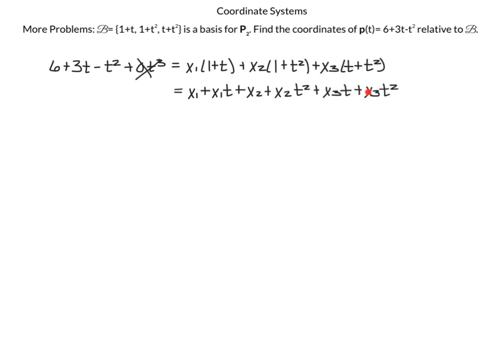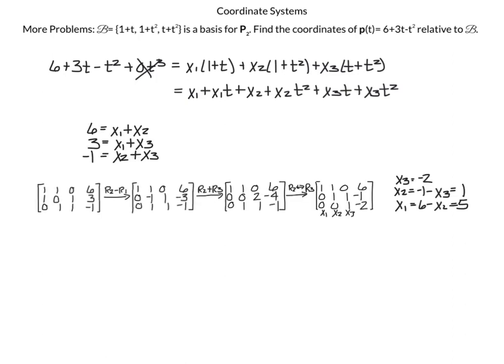And multiplying this out, I get x1 plus x1t plus x2 plus x2t squared plus x3 times t plus x3 times t squared. I have to admit, since we've been talking about coordinates, I was thinking about putting this in terms of R3, but let's do a little bit of algebra first. If we look at our constant terms, our constant term should equal 6. So 6 should equal x1 plus x2. These are our two constant terms, and that'll be equal to our 6.